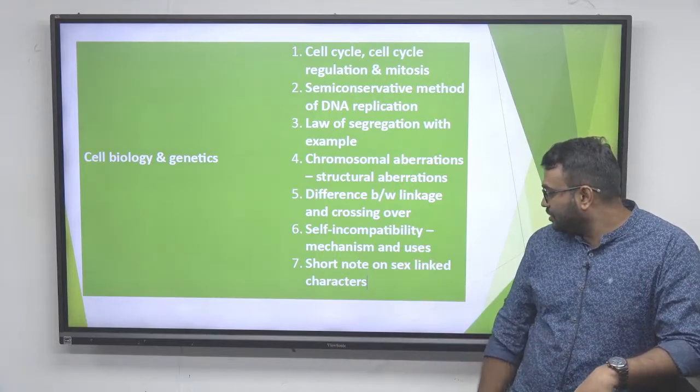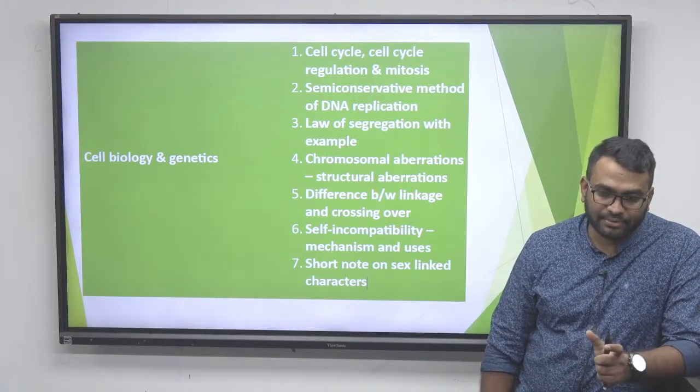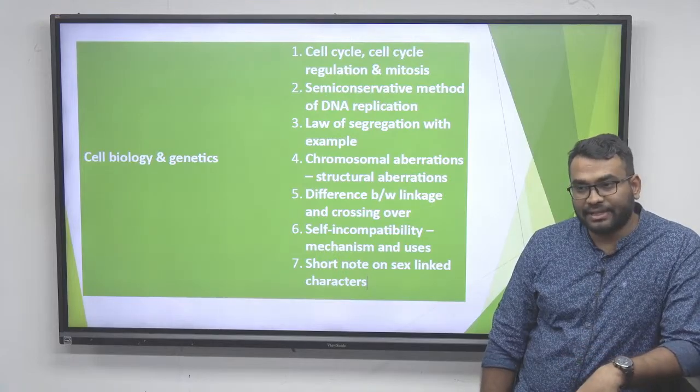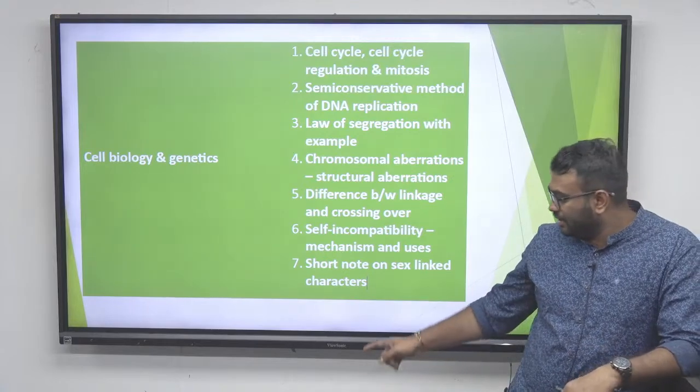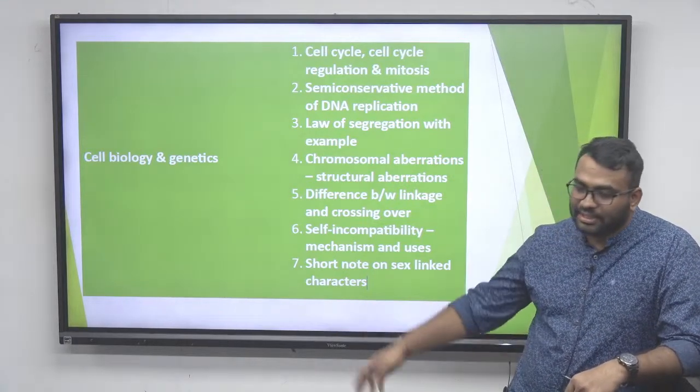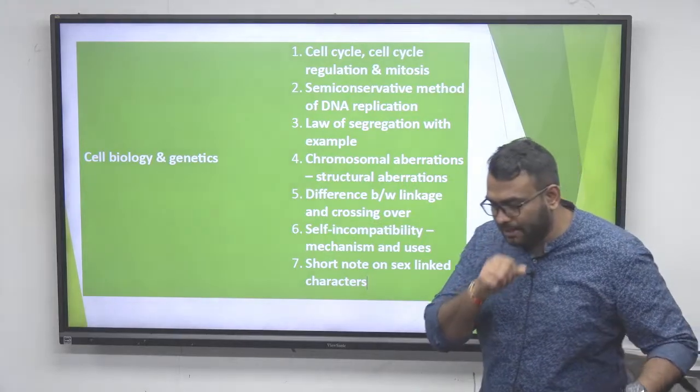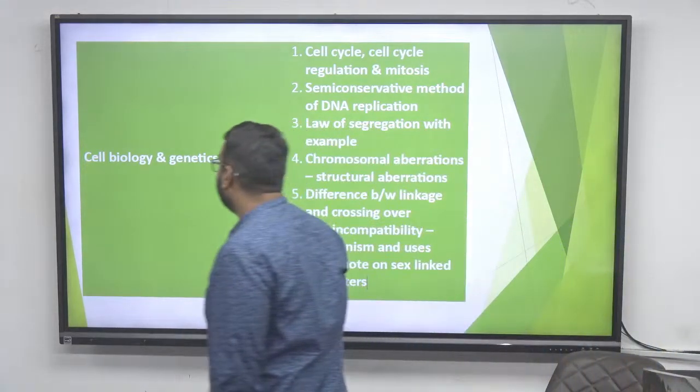Next one is sex-linked inheritance. If you have observed the syllabus, in the last line of the syllabus we have something called sex-linked, sex-limited characteristics. So sex-linked characteristics could be a potential question for this year's mains, right?